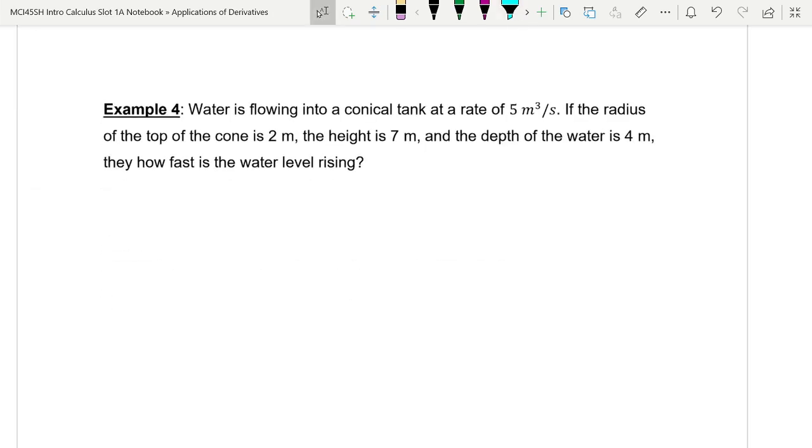Water is flowing into a conical tank at a rate of 5 meters cubed per second. And again, boy, that'd be a heck of a lot of water if you think about how big a meter cubed is. We just talked about that. If the radius of the top of the cone is 2 meters, the height is 7 meters, and the depth of the water is 4 meters, then how fast is the water level rising?